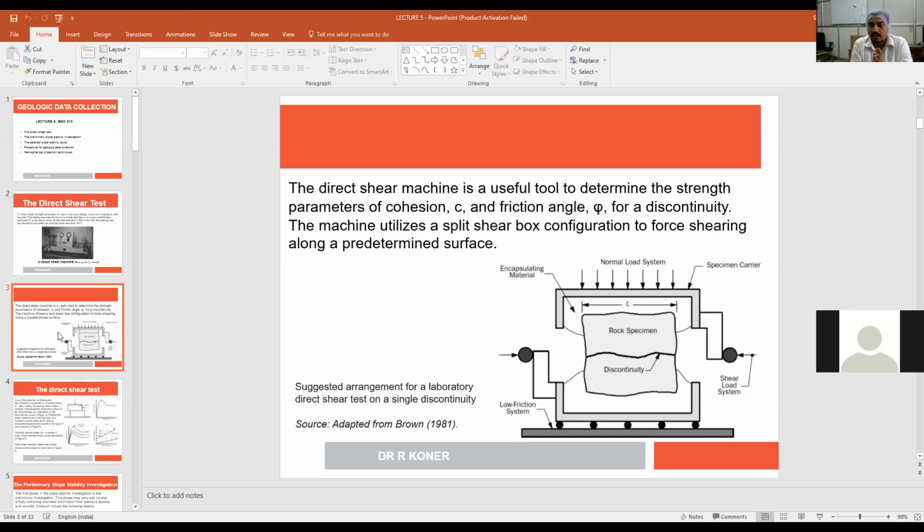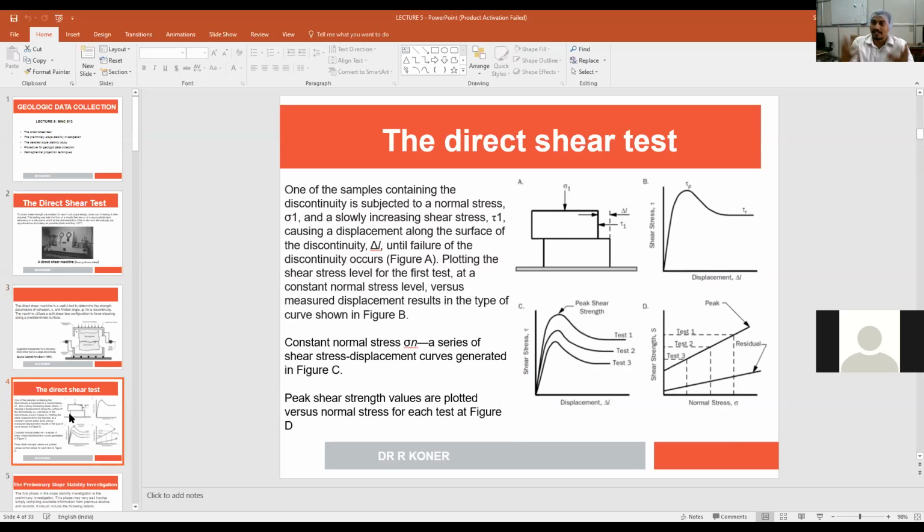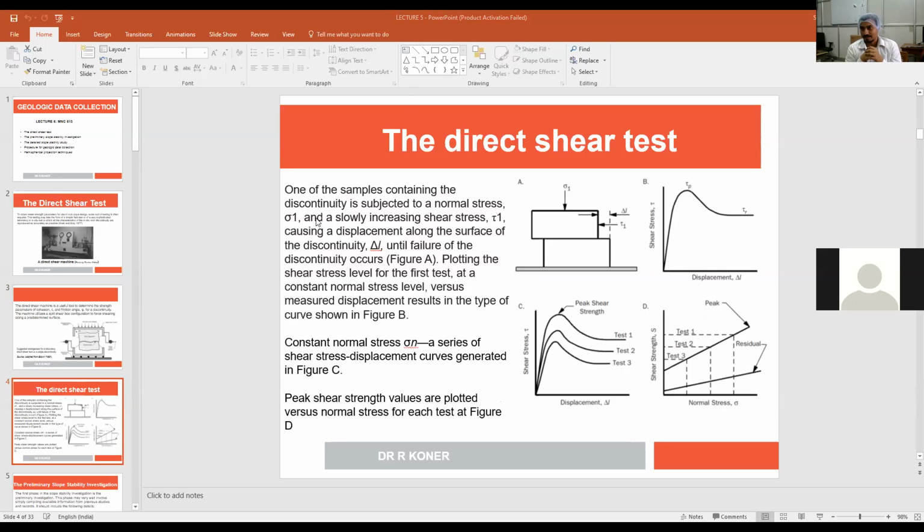Similarly, this same result can be interpreted like other strength determinations of a sample. We plot stress versus strain. Here we will plot shear stress versus displacement. So from the test, we can directly plot the shear stress on the y-axis and the displacement along the x-axis. This displacement is basically the horizontal displacement of the platen.